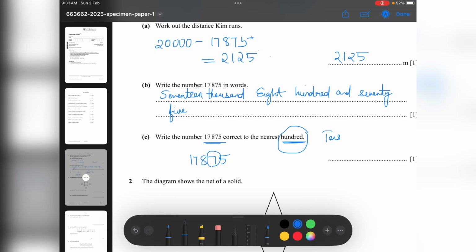So what happened? This number which is in the hundreds place will move to the next number. So it will be 179 and the remaining will be 0. So this is a trick you should follow. It's very easy. You just have to see the previous value and accordingly write the number. Okay, right.